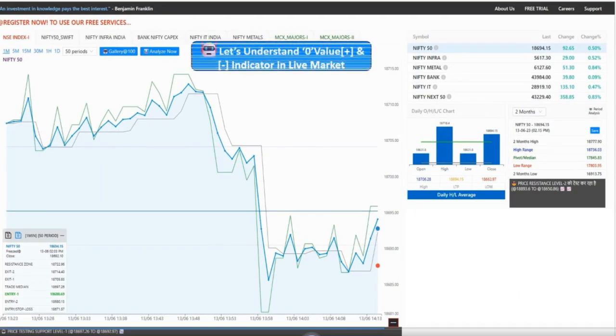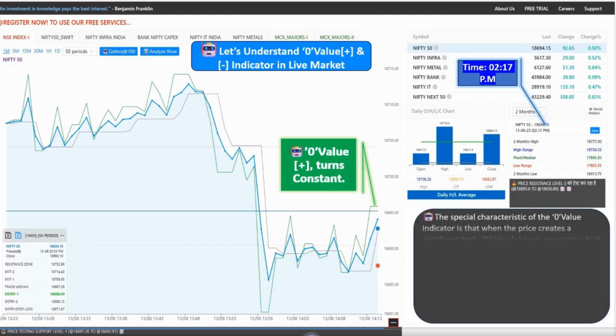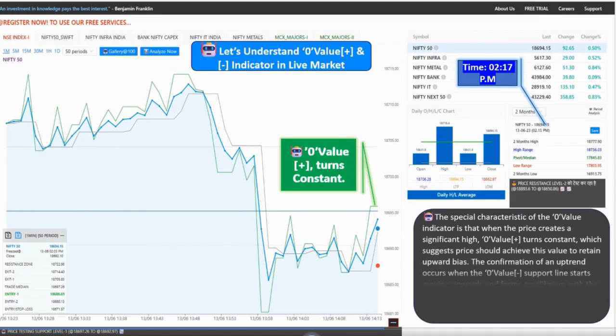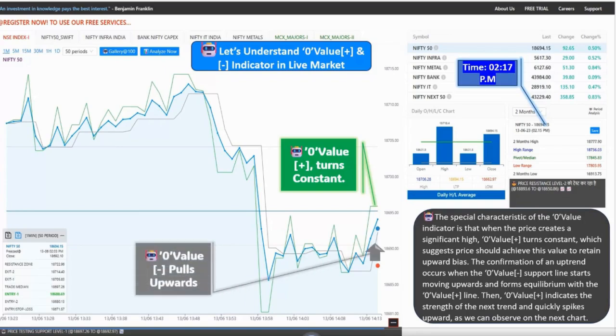Let's understand the zero-value plus and minus indicator in live market. The special characteristic of the zero-value indicator is that when the price creates a significant high, zero-value plus turns constant, which suggests price should achieve this value in order to retain upward bias. The confirmation of an uptrend occurs when the zero-value minus support line starts moving upwards and forms equilibrium with the zero-value plus line. Then, zero-value plus indicates the strength of the next trend and quickly spikes upward, as we can observe on the next chart.